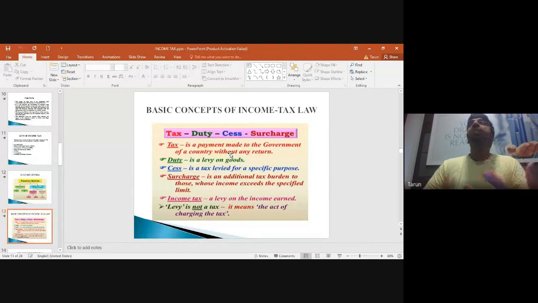Levy is not a tax, right? It is an act. It is a process of charging the tax: how this process and this act will be imposed, and in what way the taxes would be imposed on the various categories of persons.